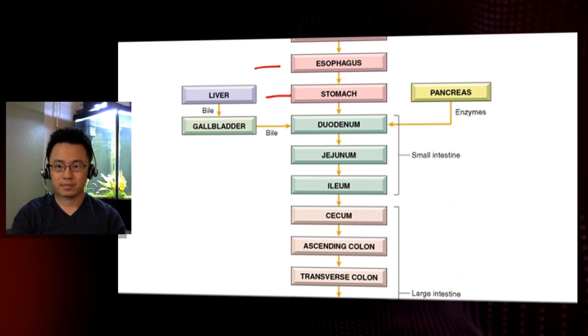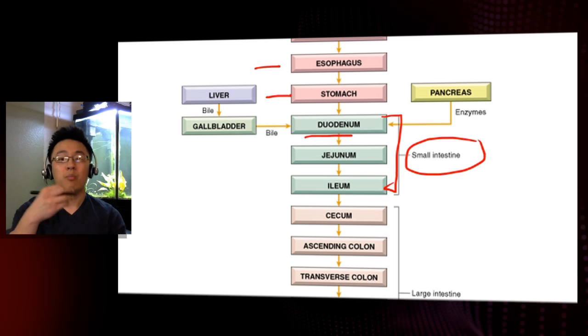Then it passes into the small intestine, where it goes into the first of the three regions known as the duodenum. Now, the liver and the gallbladder produce that bile in order to help break down those fat globules. And the pancreas releases a lot of those enzymes. Now, the bile is also responsible for neutralizing the acids that are part of the foods that come out of your stomach.